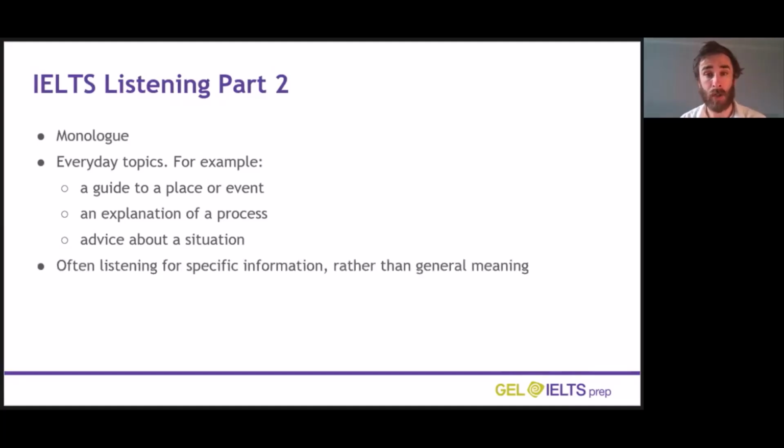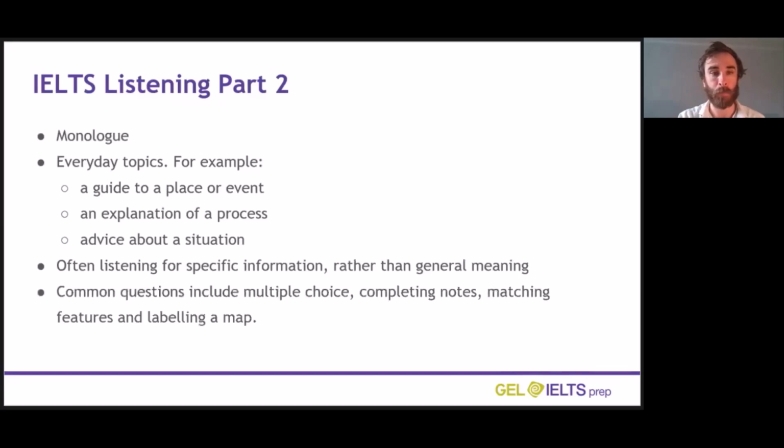When you listen in part 2, you're often looking for specific information, details, rather than getting a general overview. There are many different types of question for part 2, but very common ones include multiple choice, completing notes with words, matching features, so you will have some topics or headings and have to match information to those, and as we're going to look at today, labeling a map.